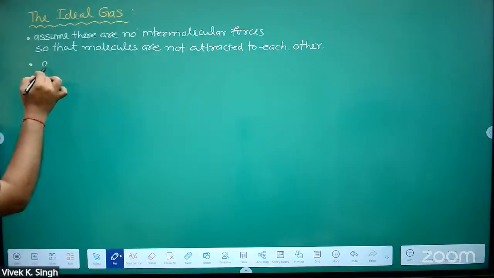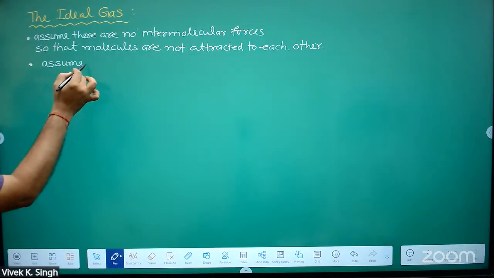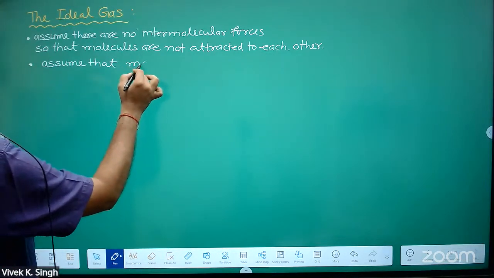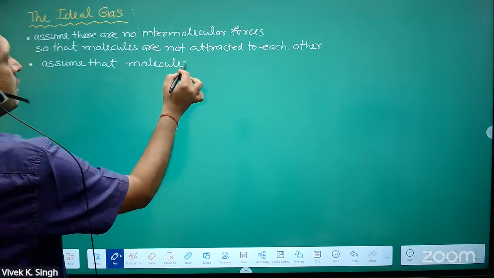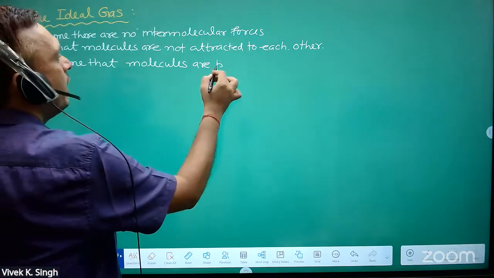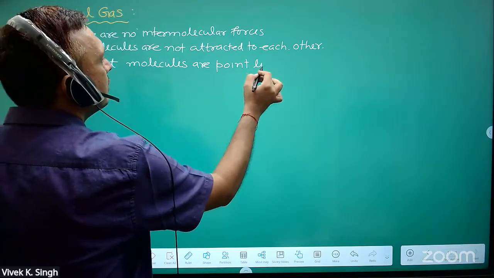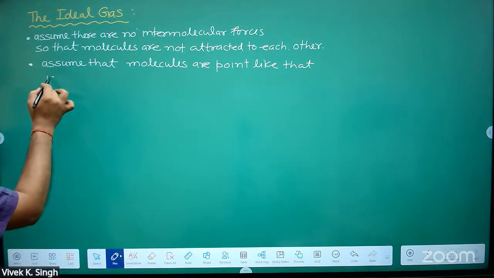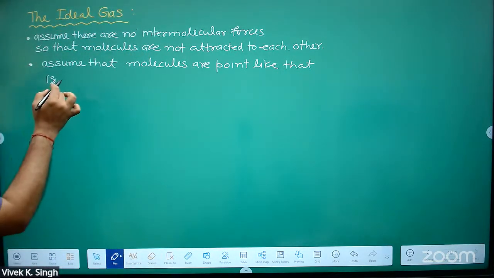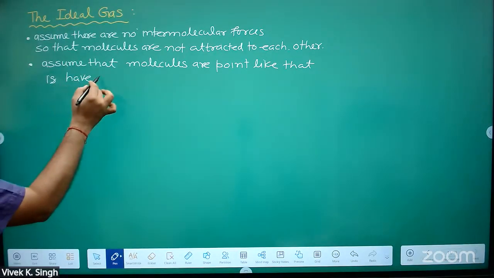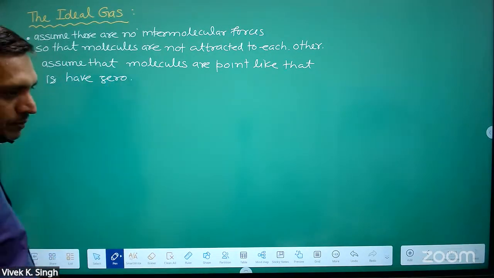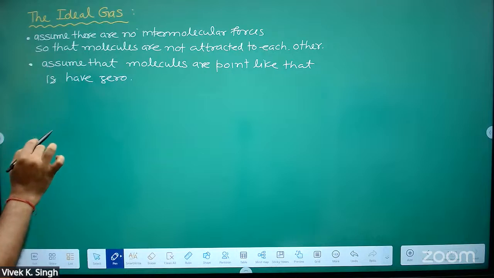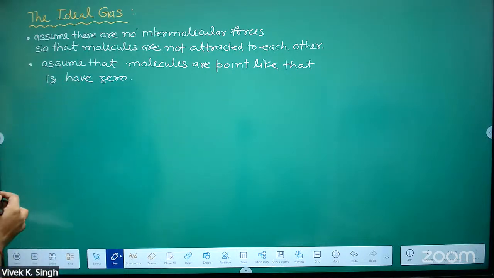Assume that molecules are point-like, that is, they have zero size. This is the idealized situation. Practically, atoms and molecules have size. But when we say the ideal case, we are assuming these points. Okay?